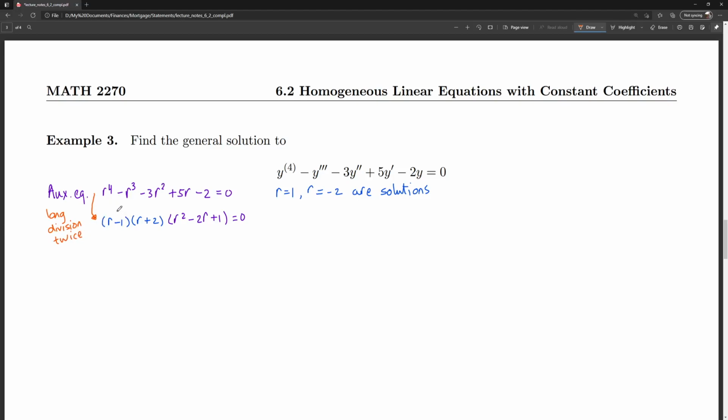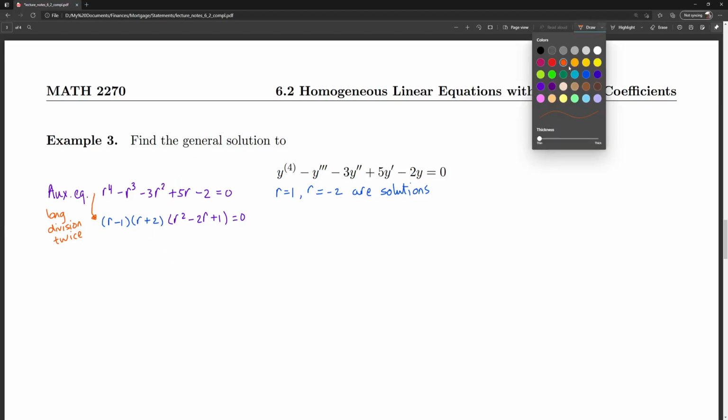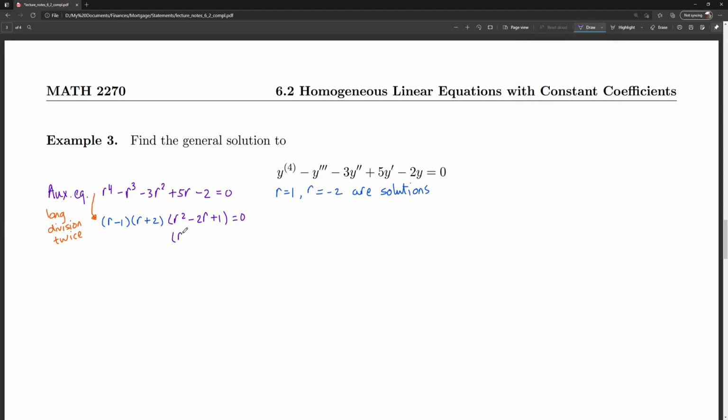First you use long division to factor out r minus 1, and then you use long division to factor out r plus 2. And then this is your auxiliary equation. Now the last part is a quadratic that we can try by factoring. And what we see here is that this is r minus 1 times r minus 1.